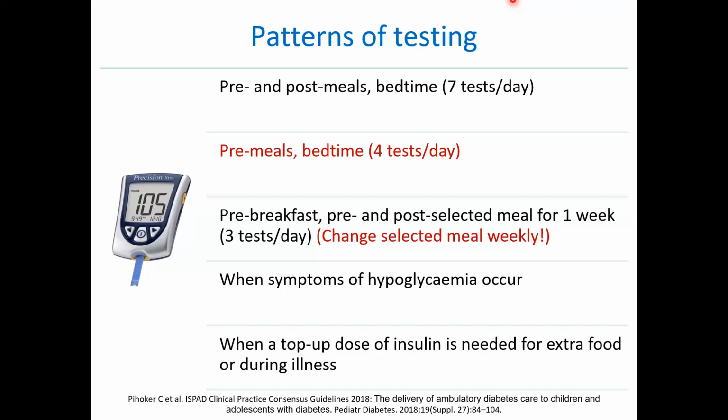So by the time the patient comes to see you, like if they come after a month, with that structured testing, you're able to tell what is happening around different meals, and you're able to make insulin or any other adjustments appropriately. And then, of course, whenever there are symptoms of hypoglycemia, the patient needs to test, and we will have a session on hypoglycemia in one of the future webinars. And whenever the patient requires a top-up dose of insulin for extra food, or whenever they're ill, like if they have a fever and they're having high sugars or ketones, then they need to test more frequently.